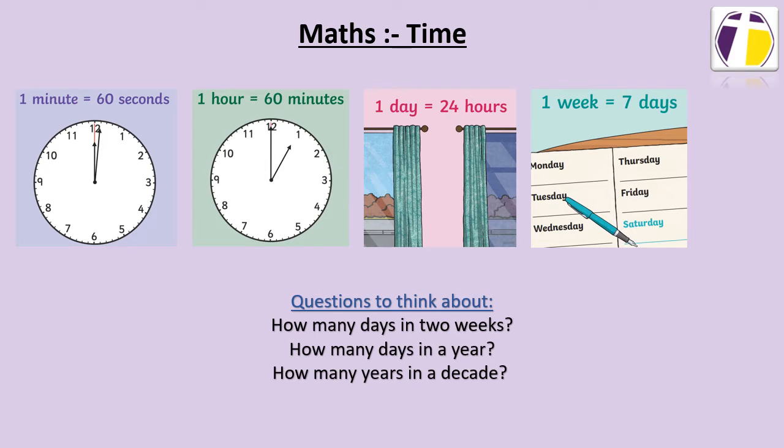Here are some key facts that we need to know about time and be able to use them to help us understand different lengths of time. 1 minute equals 60 seconds, 1 hour equals 60 minutes, 1 day equals 24 hours, and 1 week equals 7 days. Are there any other facts that you know that you can record down as part of the home learning this week? And then there are some questions at the bottom.